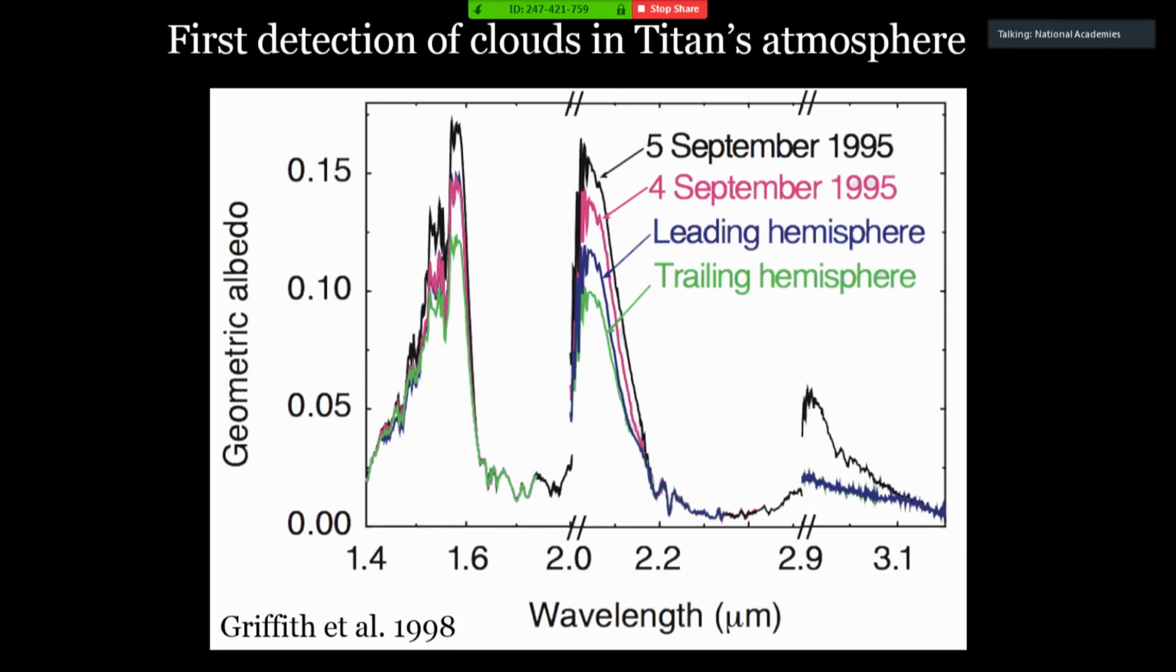But after looking at that enough times, you get an idea of what that's supposed to look like. Then all of a sudden one day, there was this huge brightening event in that window that couldn't be attributed to a surface variation. It had to be a cloud. So this is our first detection of clouds on Titan, and it's very unsatisfying. When I show this to the undergrads, they're like, "That's a cloud?" I'm like, yeah, that's what a cloud looks like in a spectrum. So that was really exciting.